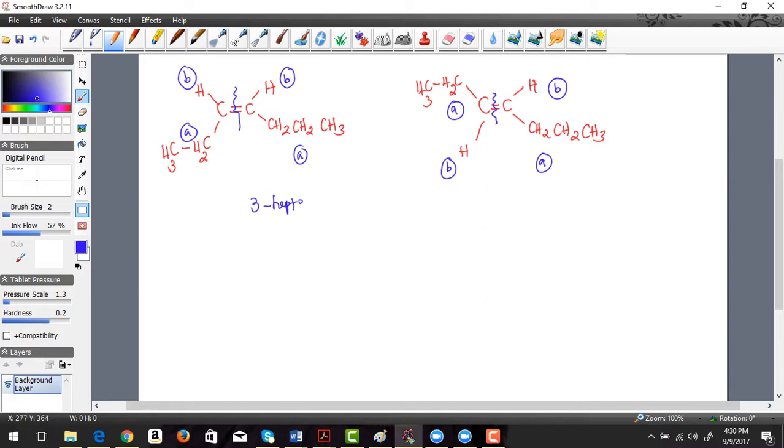Or heptrihine, but I'm just teaching you this way. They're both the same compounds. That's not going to change. So it's 3-heptene for both of them. But here, A and B are opposite, A and B are opposite. That means A and A are right next to each other. So this is a cis-3-heptene. Here, A and A are opposite, B and B are opposite. So it's a trans-3-heptene. Now how difficult was that?